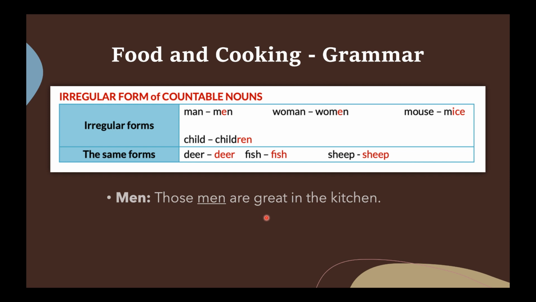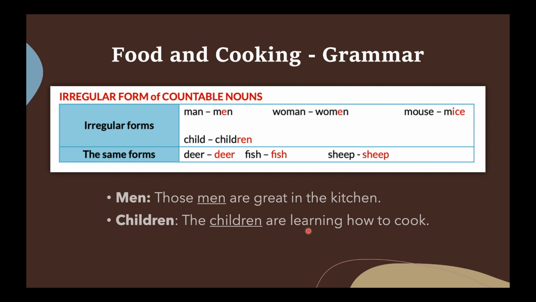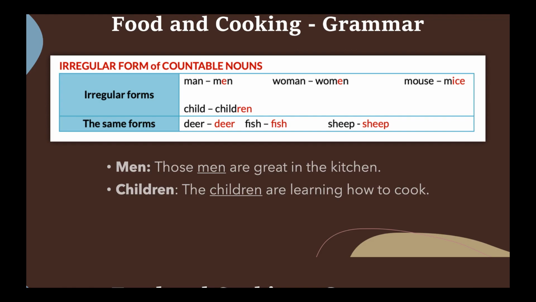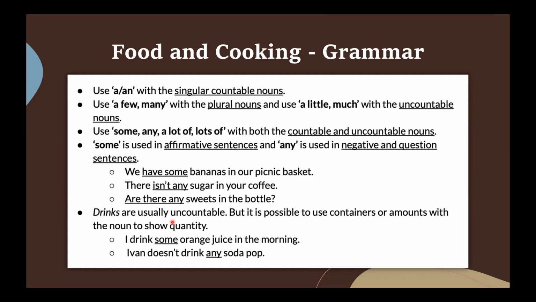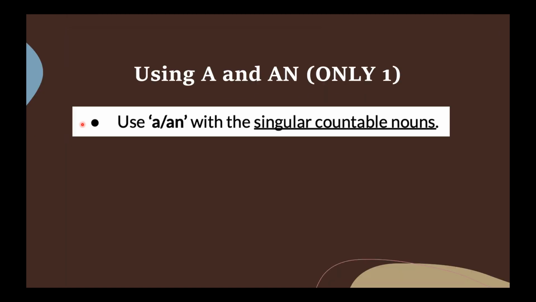Oh, here's some examples. I have some examples here. Men. Those men are great in the kitchen. Children. The children are learning how to cook. Here we go. Oh, that was a little bit fast. Anyway, there are some examples here for you to look at more closely. Alright, let's move on. So there's lots of stuff here. 정보 너무 많아요. 헷갈려요. 그래서 let's go one by one. Let's do this one first.